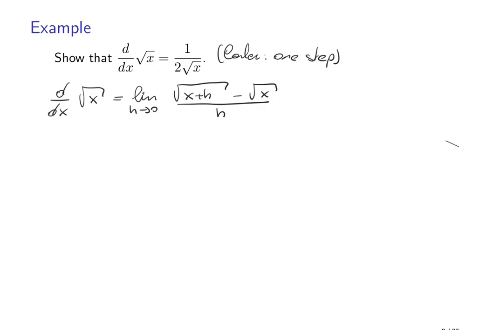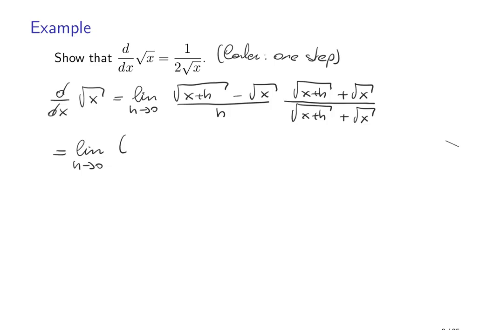You see the square roots. What do you do if you have a limit with square roots that gives you an indeterminate form? You multiply by the conjugate. So square root of x plus h plus square root of x, over the same thing: square root of x plus h plus square root of x. And now you work that out. Limit as h goes to 0. The numerator becomes x plus h minus x. The denominator becomes h times square root of x plus h plus square root of x.